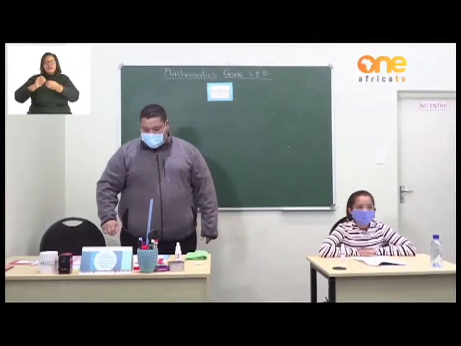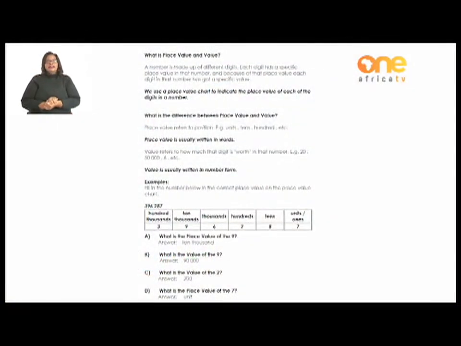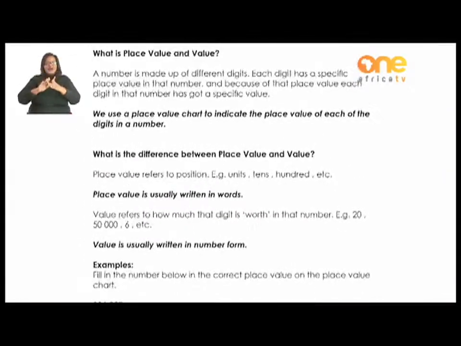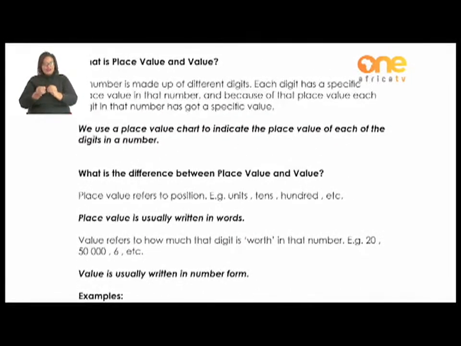Now we continue. We go over to page 9, and we start with place value. Now, what is place value? Place value, remember, also deals with numbers. Now, a number is made out of different digits. And in that number, each of those digits has a specific place and a specific value. Now, you will hear the word place value, and you will also hear the word value. And it's important that we know the difference between place value and just value.